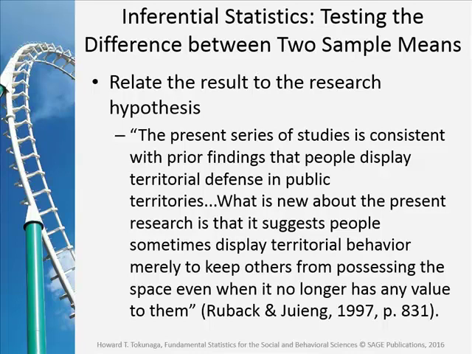You can't just say, this is my result. You have to say, this is my result relative to what we already kind of thought we knew about it. The present series of studies is consistent with prior findings, so we meet the expectations, that people display territorial defense in public territories. What is new about the present research is that it suggests people sometimes display territorial behavior merely to keep others from possessing the space even when it no longer has any value to them.